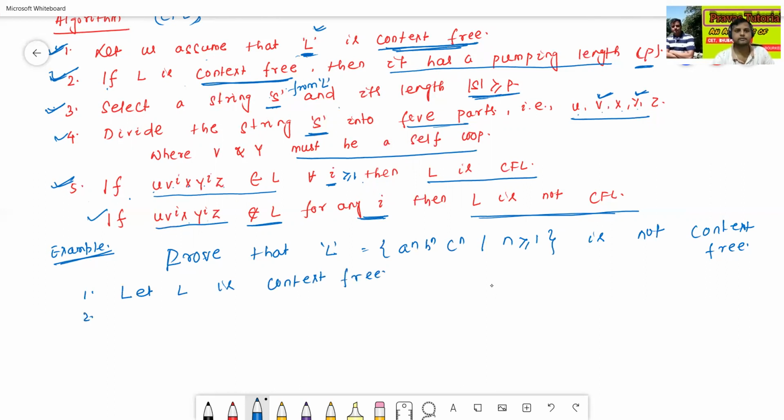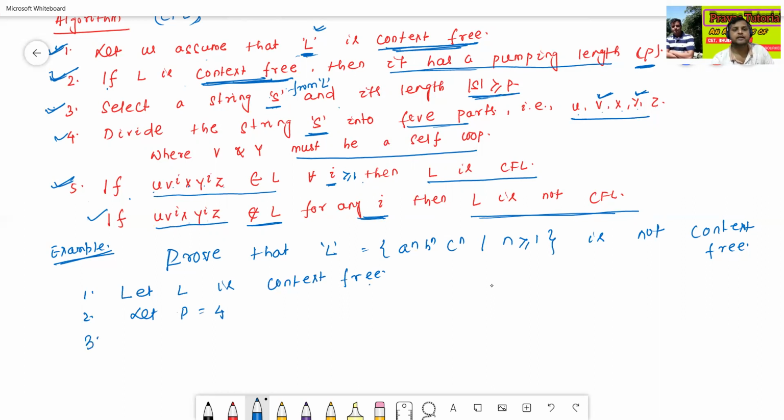What is the second point? If L is context free, then it has a pumping length P. Let the pumping length P equal 4.